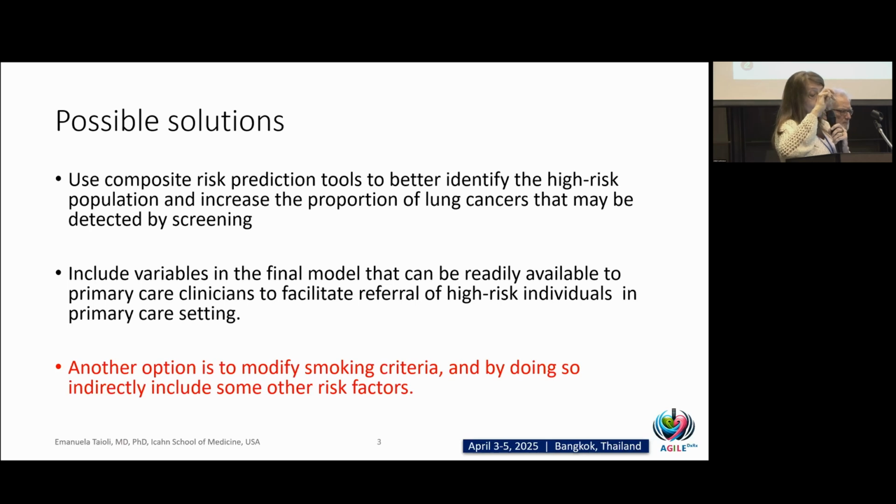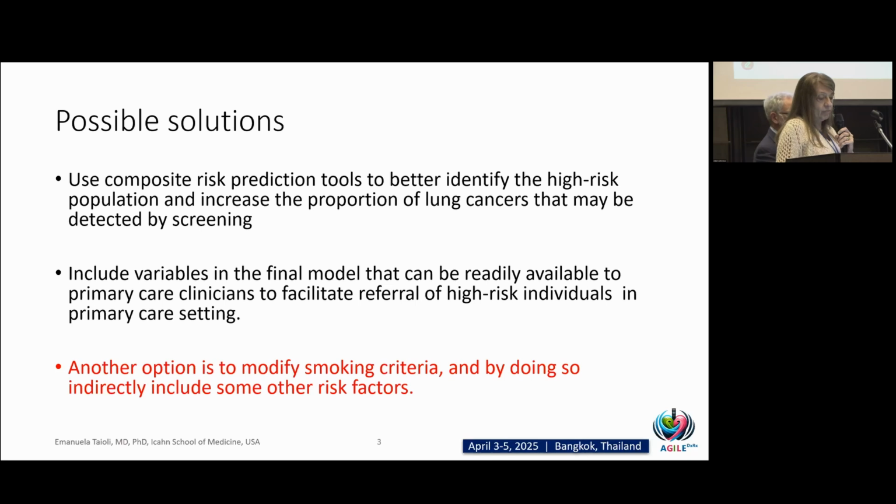One would be to make new risk prediction tools to better identify the population at risk, and possibly including variables that are already available to the primary care physicians, so that it will be easier for them to refer the patient. Another option is to try to modify the smoking criteria, and this way, indirectly, we would include other risk factors.